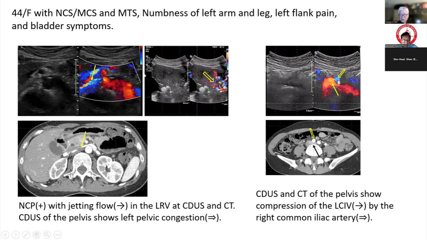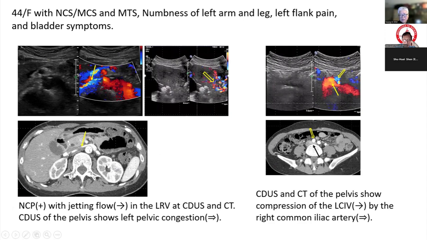CT scan also shows a jetting phenomenon here. And this was the left common iliac vein compressed by the right common iliac artery. There's a bright colored fast flow here, indicating the compression, the May-Turner phenomenon. And this is the CT scan, and the left common iliac vein is compressed by the right common iliac artery.